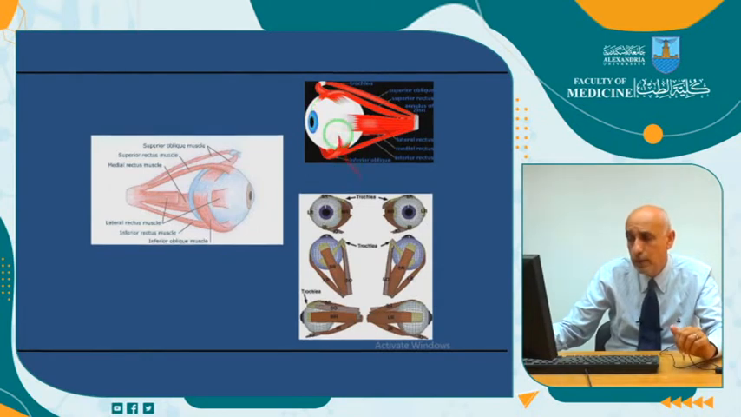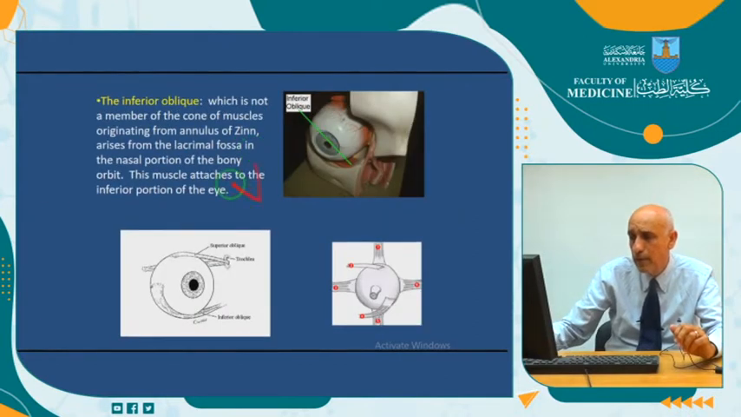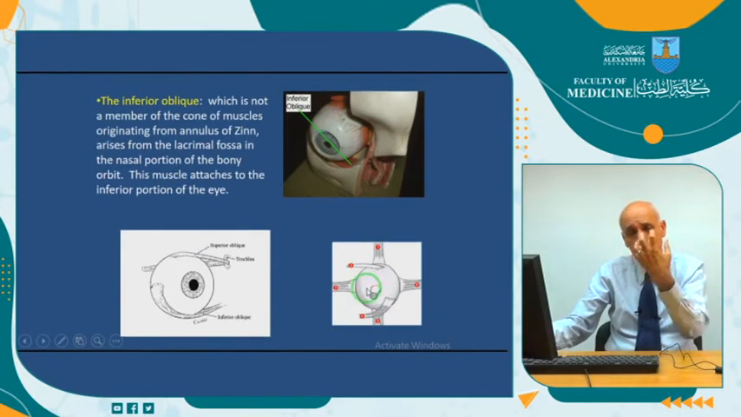The inferior oblique is the reverse. The inferior oblique actually does not originate from the annulus of Zinn, but arises here from the nasal part of the bony orbit at the lacrimal fossa, and it is inserted here at the outer quadrant of the globe. This is the section when you cut and look at the eye from the back.